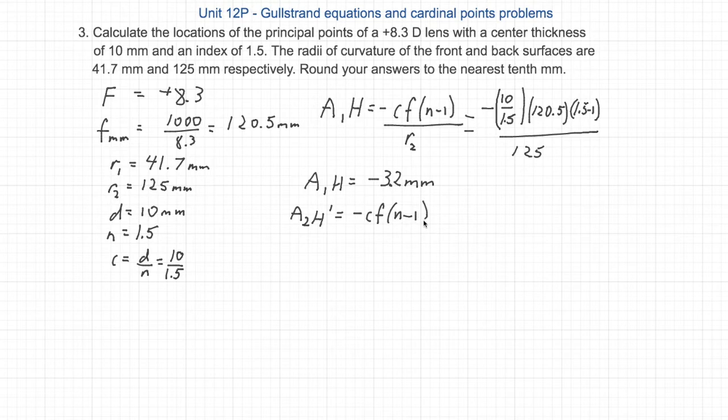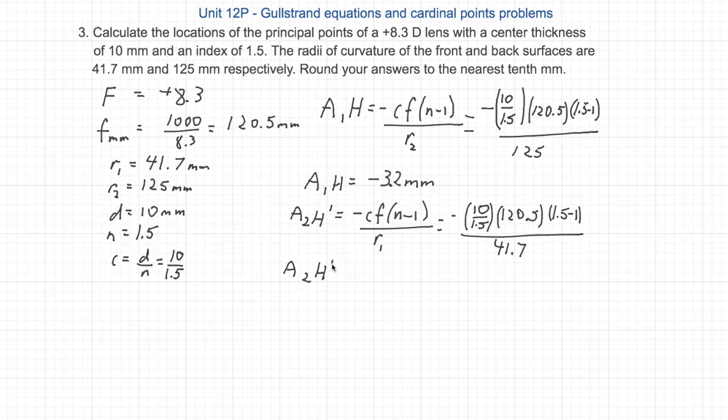A2H prime, the distance from the second surface's vertex to the secondary principal point, is minus CFN minus 1 over R1. Again, we'll plug in what we know. And we find that A2H prime equals negative 0.96. Rounding it to the nearest tenth, it's minus 1 millimeters.